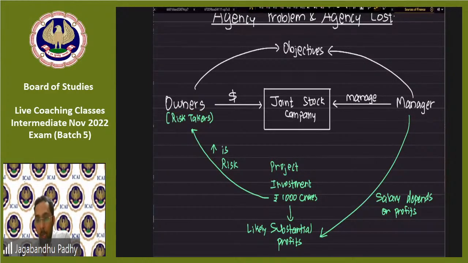So how should we ensure that the interests of owners and managers are aligned? How can we do that? What can we really do so that managers should be aligned with the owners?